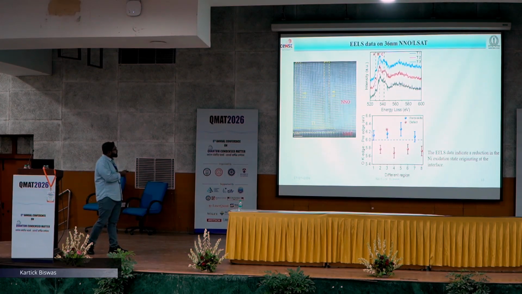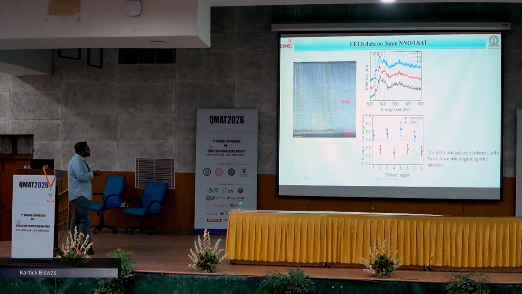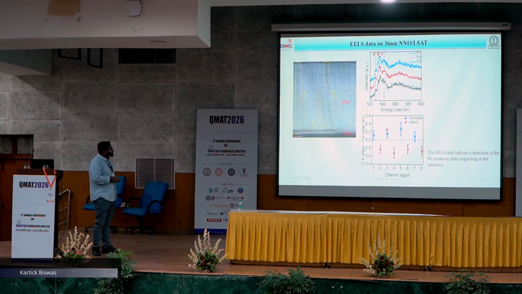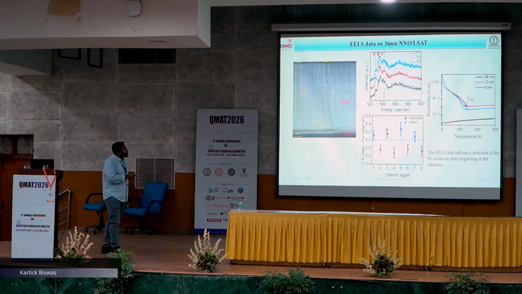Now we deal with a different region. From there you can say this is a perovskite region. There is a clear 6.3 eV distributed two-peak, and in the defective region that is 5.5. So from here we can say that's why the 36 nanometer film is fully metallic, and the 6 and 12 nanometer films are clearly showing MIT.